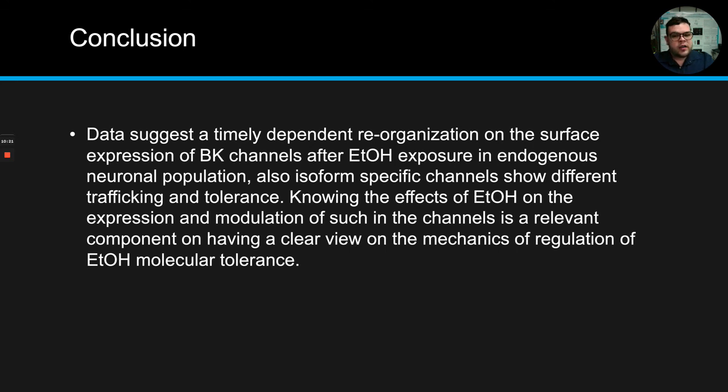And we can see this behavior in neuronal endogenous populations of the BK channels, and we can also see this in the embryonic kidney cell model. We also know that the effects of the expression and modulation of these channels by ethanol exposure are a relevant component in having a broader view of the mechanisms of development of molecular tolerance to ethanol exposure, and this can help us to trigger these mechanisms and then be able to prevent the development of molecular tolerance beforehand. And that's why it's so relevant to have a much larger view on this topic.